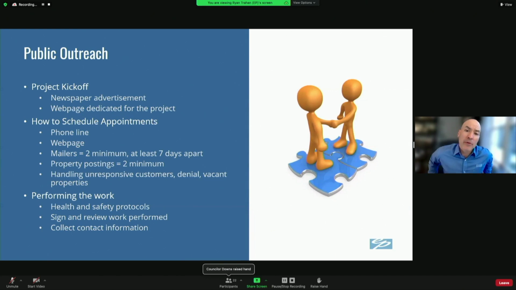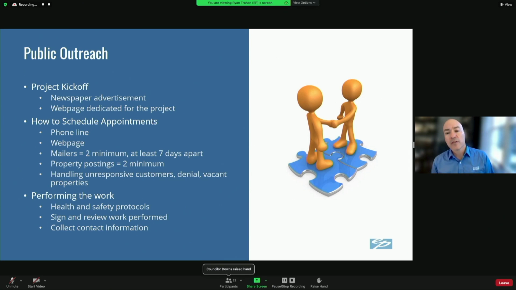And knowing how important public outreach is, we typically develop newspaper advertisements, web pages dedicated to the project, and education on who the company is that's going to be coming in and changing the meters out. We have phone lines, web pages, different mailers that go out to each customer, ways to identify and how they can schedule an appointment. We also have hours outside of normal business hours. So if people are not home working each day, they can schedule the appointments in the evening or on Saturdays or on the weekends. And we also will have protocols listed out for health and safety and for sensitivity to COVID and other immunocompromised people.